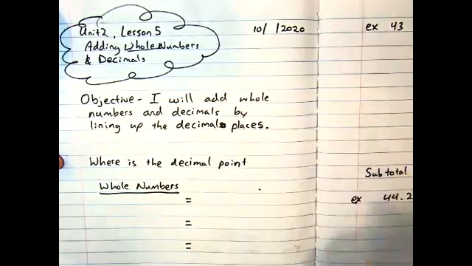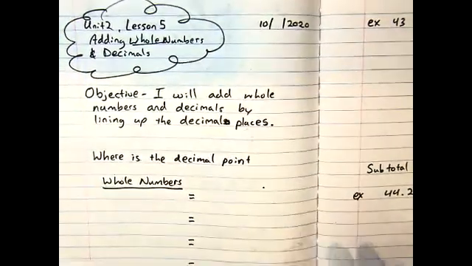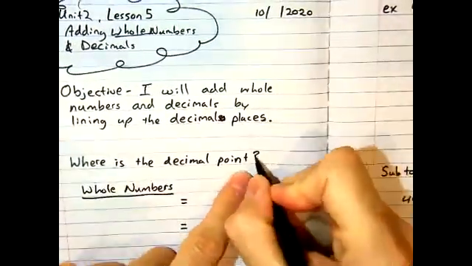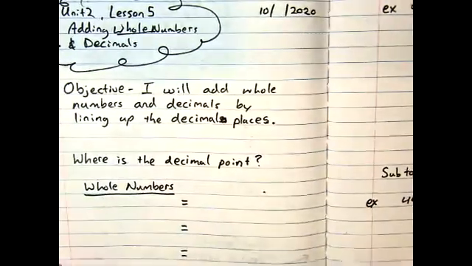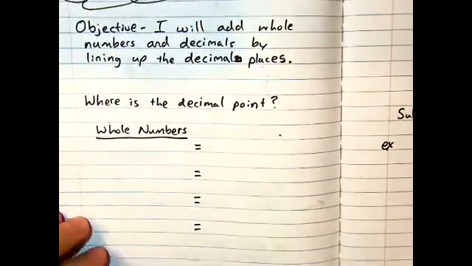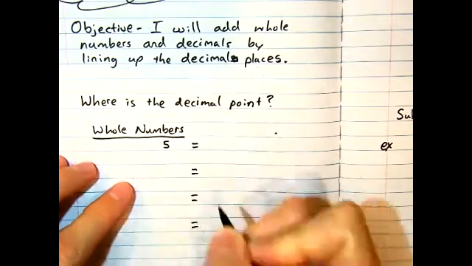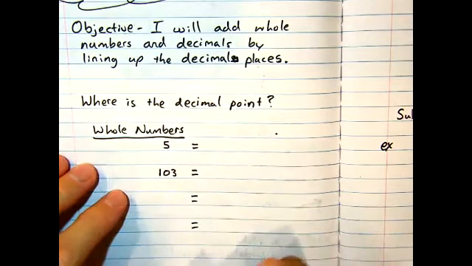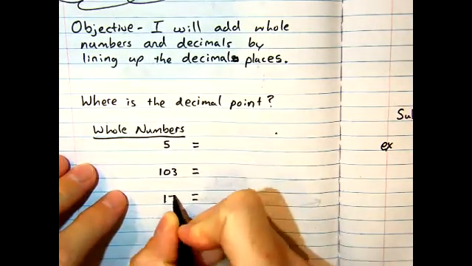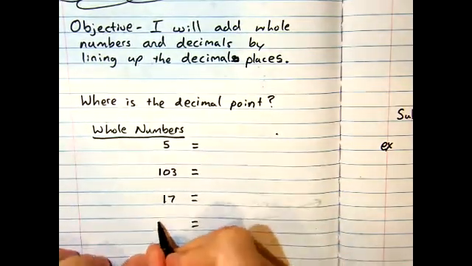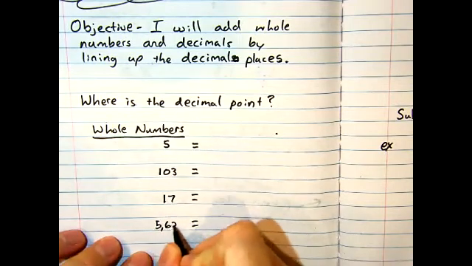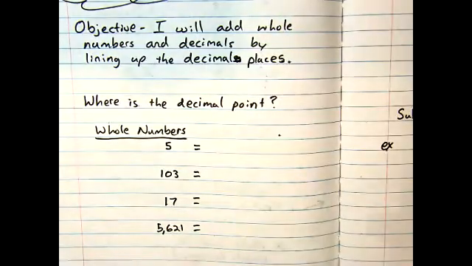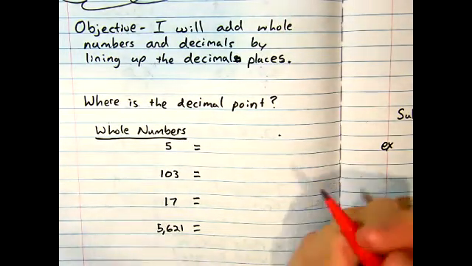Decimal places. All right. Now, when we're talking about whole numbers, the confusion really comes into play with where the decimal point is. So I'll give you a couple examples of whole numbers: 5, 103, 17, and I don't know, 5,621. Where are the decimals? And they're hiding in plain sight if you're looking for them.